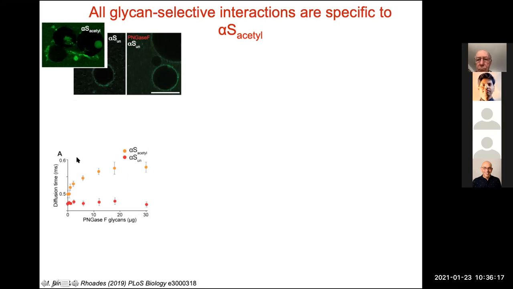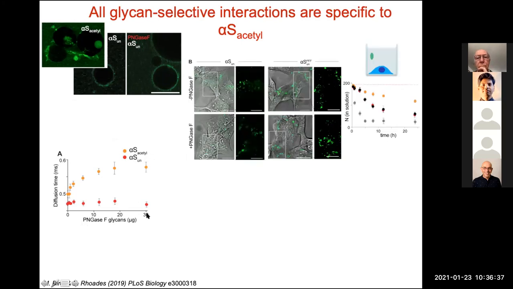This is actually data I didn't show you previously for the acetylated protein, but this is cleaving the glycans off of the cells and then adding the purified glycans into the media and using FCS to look at binding. And you can see the increase in diffusion time of the acetylated protein and no effect on the unmodified protein as we increase our glycans. If we add the unmodified synuclein to cells, it certainly gets internalized, both monomer and fiber, but it doesn't change when we treat it with PNGase F.